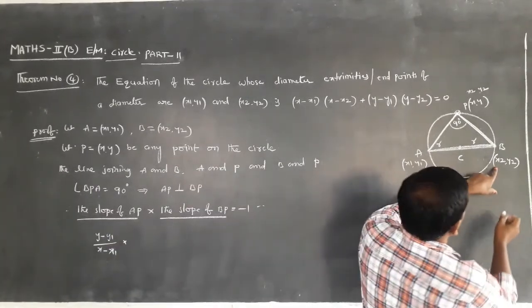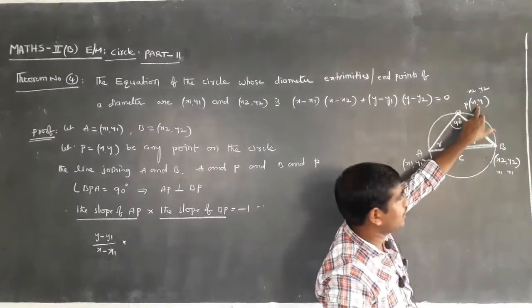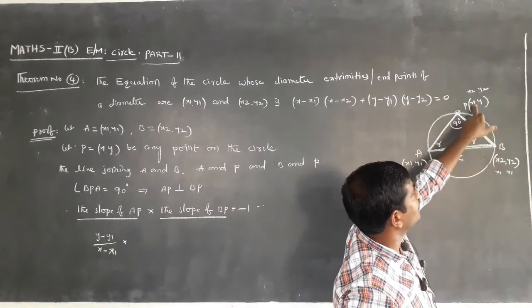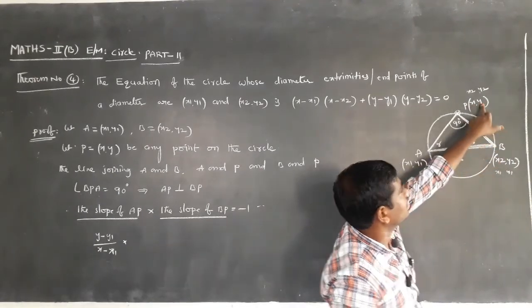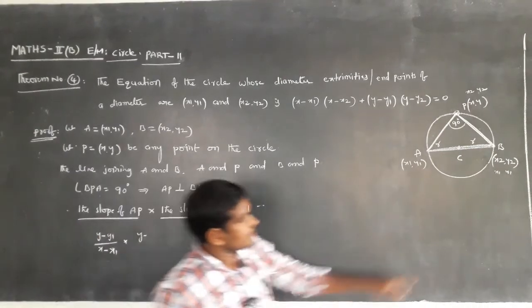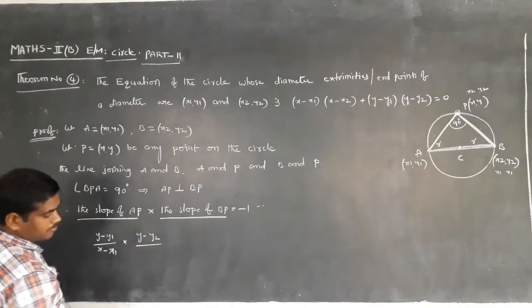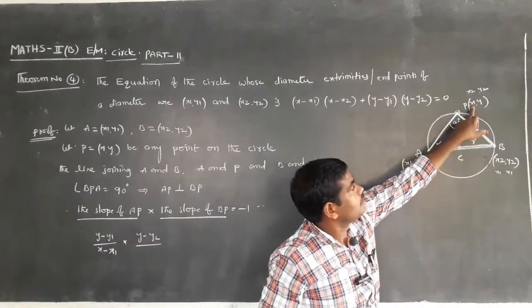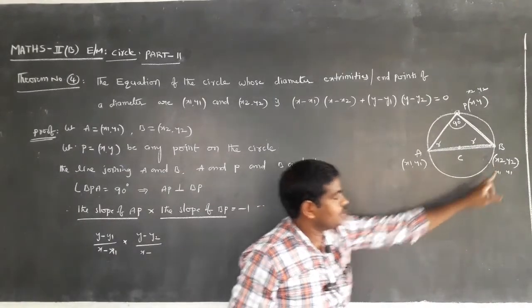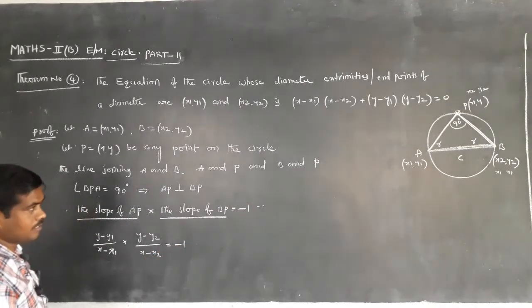Again the slope of BP. Let B be (x2, y2) and P be (x, y). The slope of BP is (y minus y2) divided by (x minus x2), and the product of the two slopes is equal to -1.